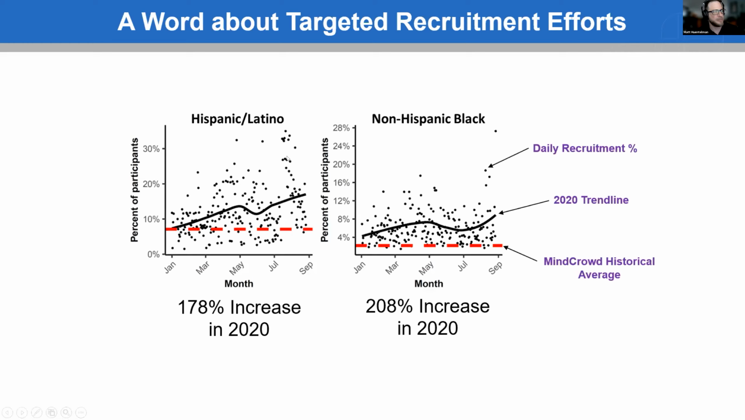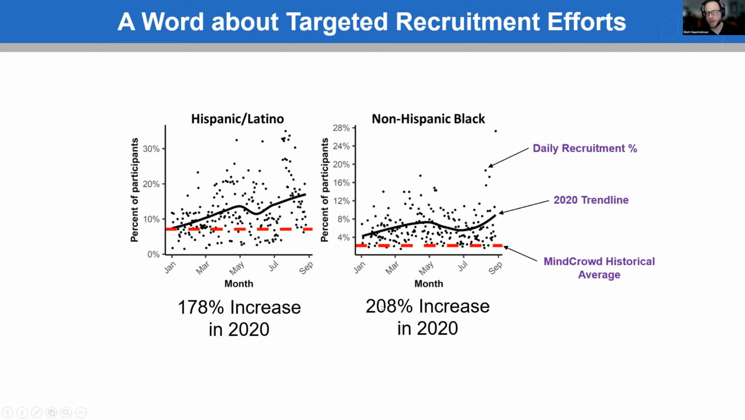So I'm showing you here 2 different plots, Hispanic Latino recruitment and non-Hispanic Black African American recruitment into Mindcrowd during 2020. So during the pandemic year last year. The black dots are the daily recruitment percentage into the website. The black line is the 2020 trend line, and the red dashed line is our historical average for these groups. So what I want to emphasize is that we've seen significant improvements in recruitment of these 2 groups in 2020, 178% increase in Latino and over 200% recruitment of Black African Americans.